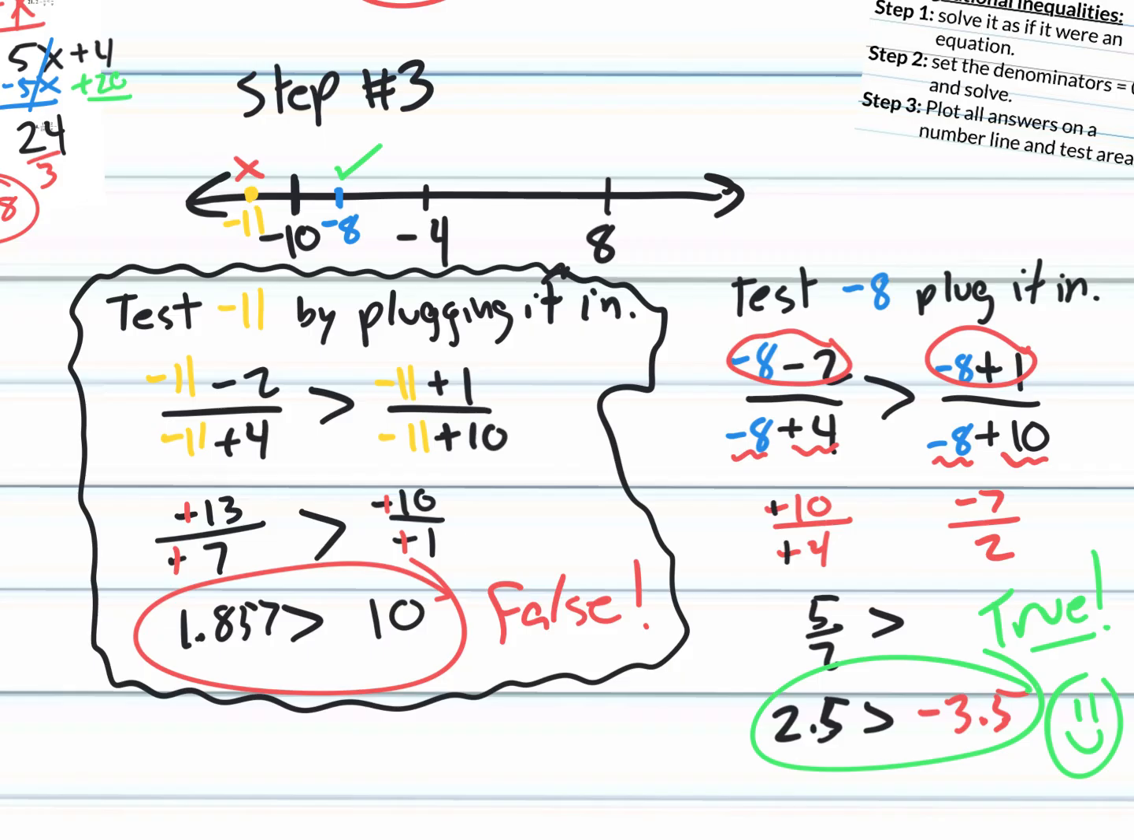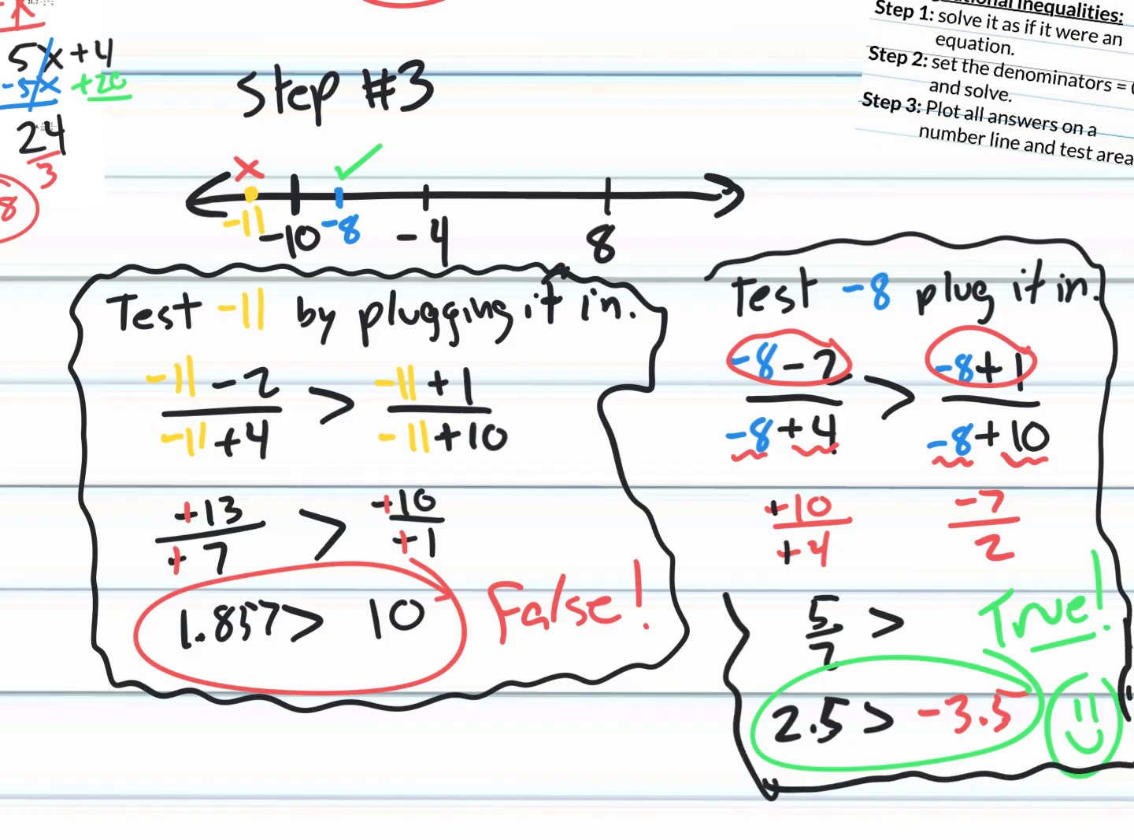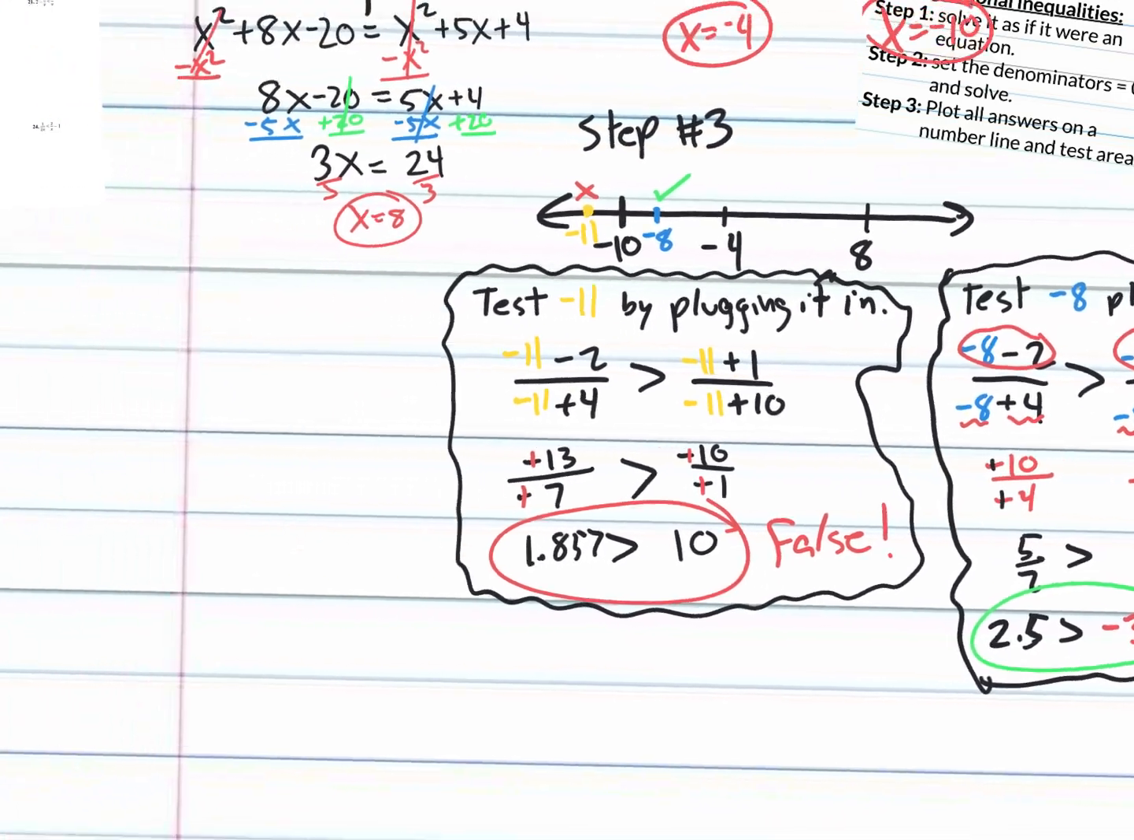No manches. It takes a long time. I apologize. So this was testing negative 8, and it did work. But now let's test a value between negative 4 and 8. What do you think is like an easy number to plug in between negative 4 and 8? 0, definitely. Let's do that.